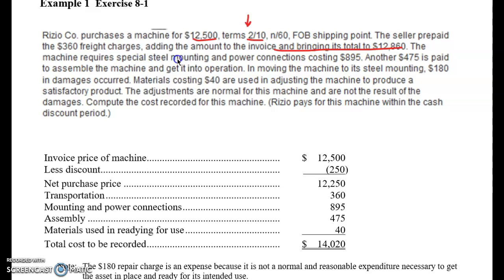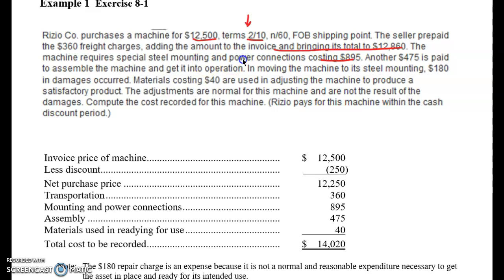The machine requires a special steel mounting and power connections costing $8. I knew that was the answer. I was just trying to walk you through it. So yeah, it's going to be part of the cost. We're going to have to add it in. Power connections costing $8.95. Let me rephrase that. We get to add the shipping cost or capitalize the shipping cost.